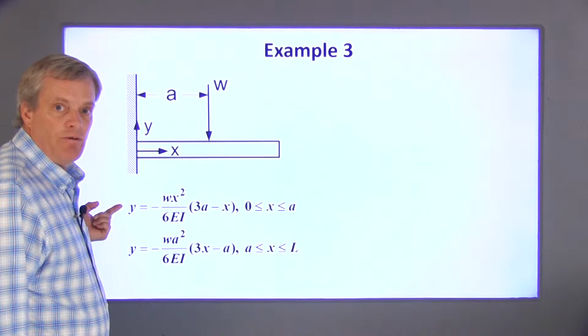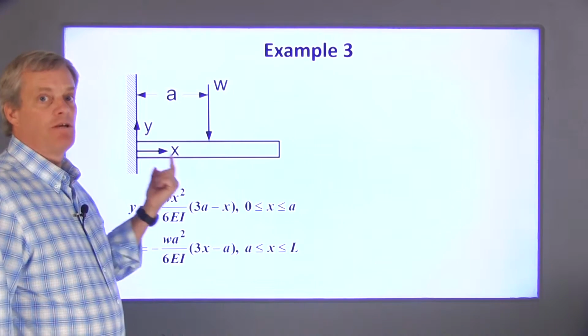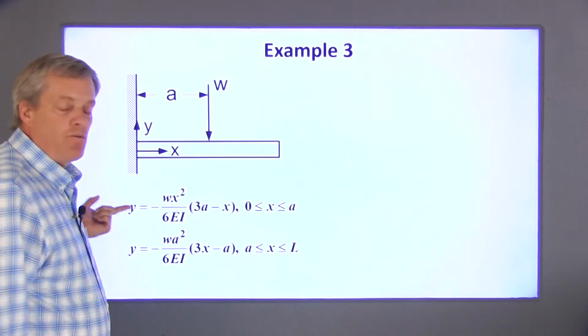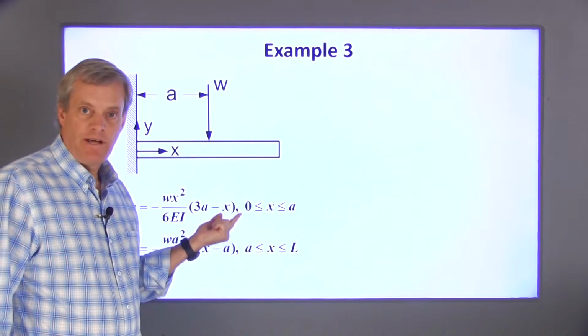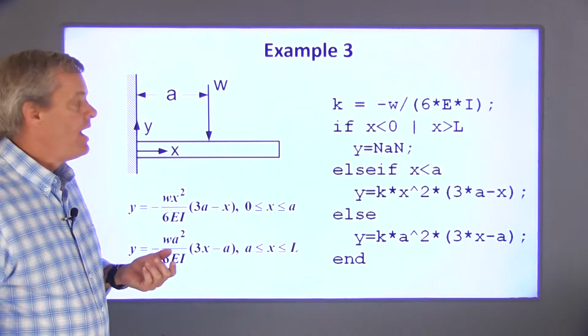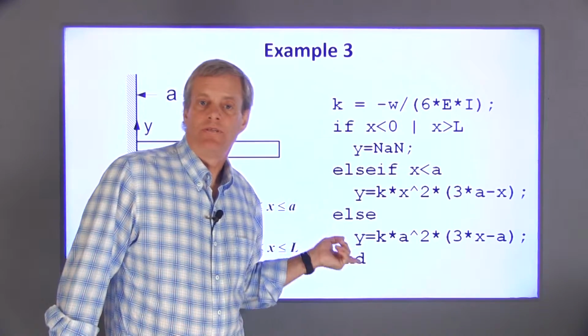These are the 2 different equations to calculate the displacement depending on whether we're to the left or the right side of the load. These equations are obviously only good for x between 0 and L, which is the length of the beam. I can implement these equations with this code.